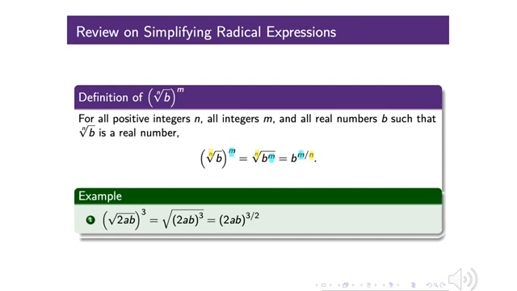From the above definition, the expression of nth root of b quantity raised to the power of m can be written as exponential expressions such as b raised to the power of m over n. Also, we observe that the index n of the radical is used as the denominator of the power of the radicand, and the exponent m as the numerator of the power of the radicand. For example, the square root of 2ab quantity raised to the power of 3 can be expressed as 2ab quantity raised to the power of 3/2.